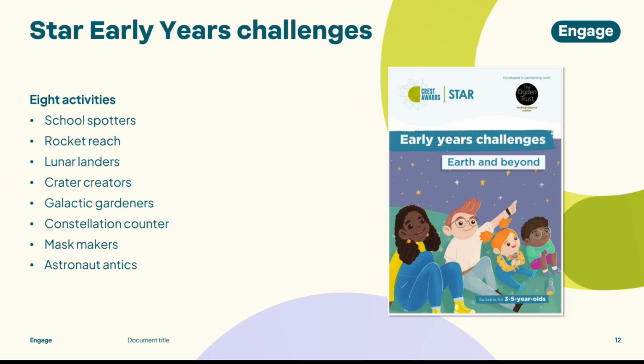Constellation Counter is thinking about the sky at night and looking at the patterns in the stars and that sort of thing. Mask Makers is about designing an eye mask to keep out the light so they can sleep. And then Astronaut Antics gets them to think about what it would be like to be in space. So those activities are very easy to slot into the early years provision.